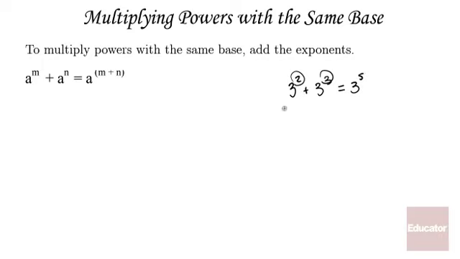Now let me illustrate this by writing it out. This is 3 times 3, and this is 3 times 3 times 3. And if we count that up, we have 1, 2, 3, 4, 5. 3 to the 5th.